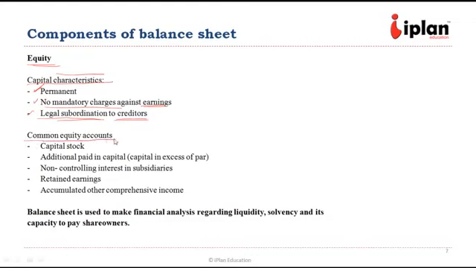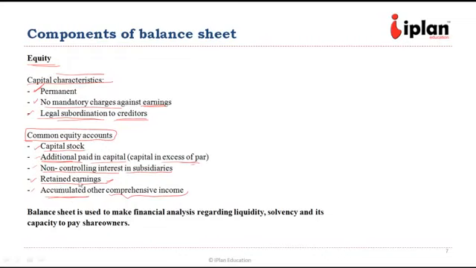And under this common equity accounts, we have the capital stock, that is initial paid in capital. Then there could be additional paid in capital in excess of par value. Then we can have non-controlling interest in subsidiaries or minority interest. We can have retained earnings from our profits, which is a part of common equity. And finally, we can have accumulated other comprehensive income, which is not part of the income statement but is put in the balance sheet.